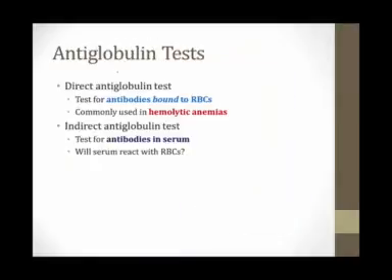So here's a summary slide of the two antiglobulin tests. The direct antiglobulin test is a test for antibodies already bound to red blood cells. It's commonly used in hemolytic anemia because it answers the question, are there antibodies on the patient's red blood cells that may be causing the hemolysis? The indirect antiglobulin test, on the other hand, is a test for antibodies in the serum. It asks the question, will this patient's serum react with certain types of red blood cells?